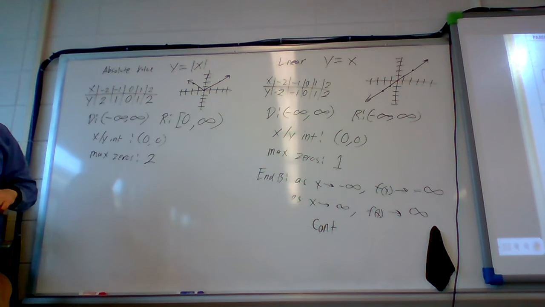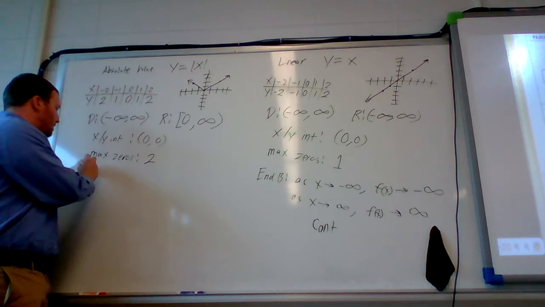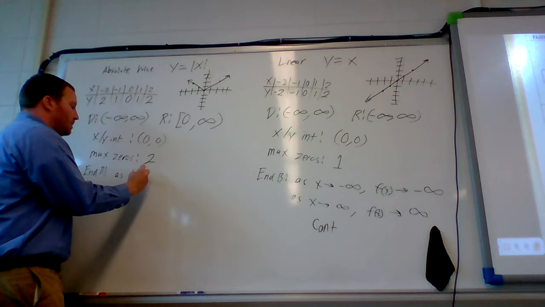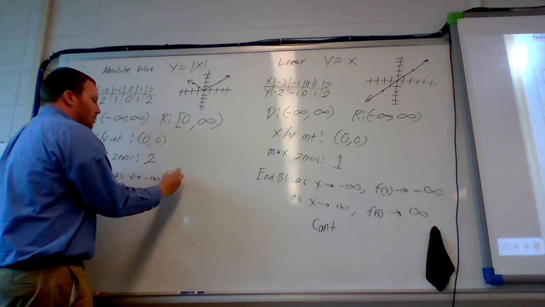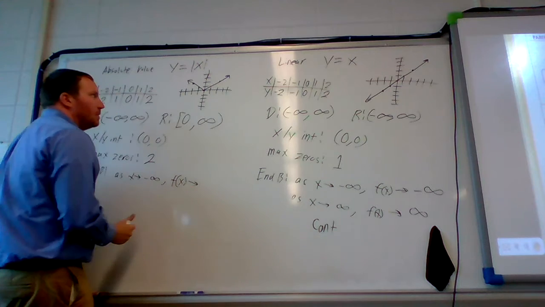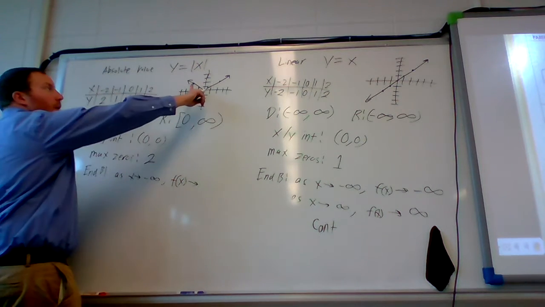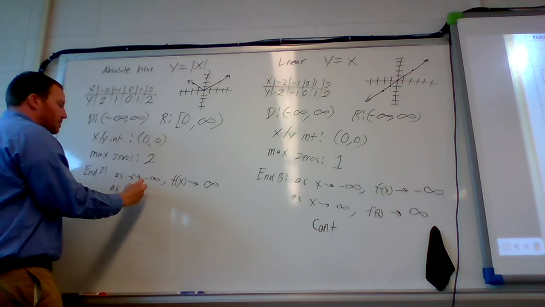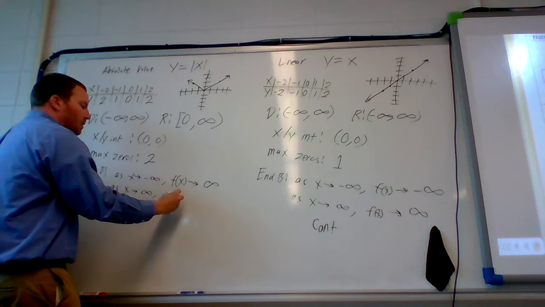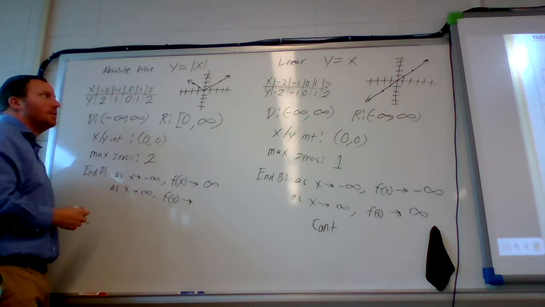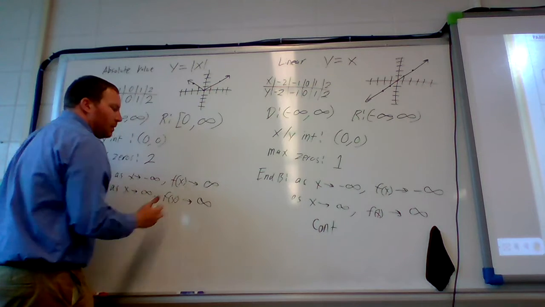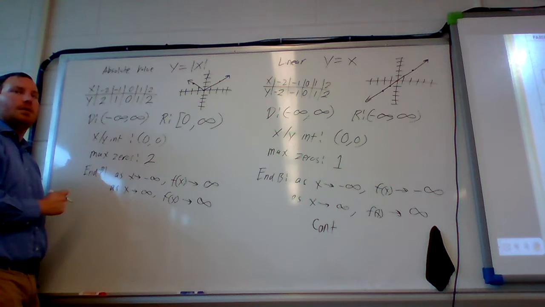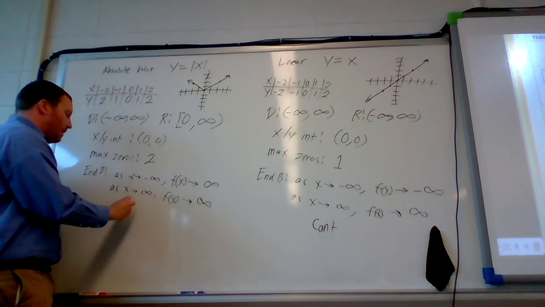The next thing is end behavior. So as x approaches negative infinity, f of x approaches, are we going up? So positive infinity. As x approaches positive infinity, f of x approaches positive infinity. Is this graph continuous or is it discontinuous? Continuous, right? Again, we don't have any breaks in our graph.